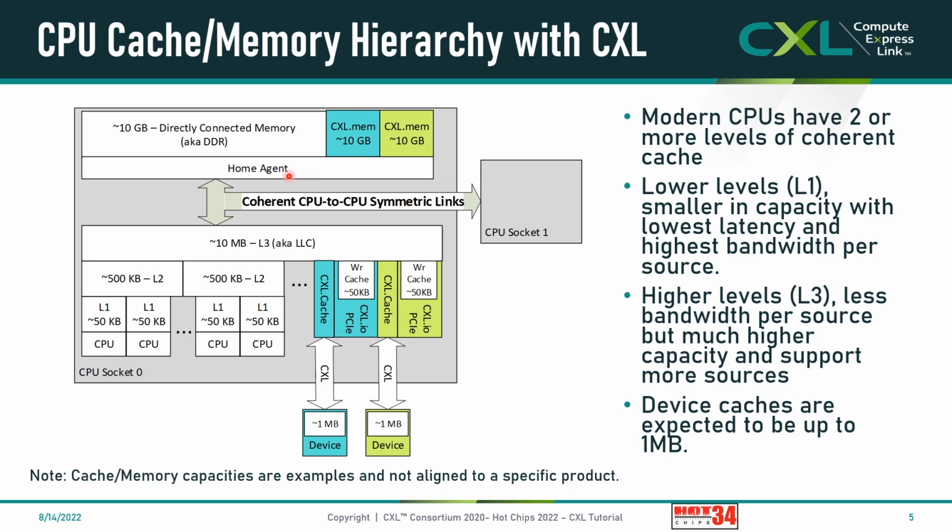And now we can see behind the home agent, or on top of it in this picture, we have native DDR, but we also have CXL.mem. We'll talk about CXL.mem in a later part of this presentation, but it sits at a different location within the memory and cache hierarchy than where the CXL.cache protocol sits.